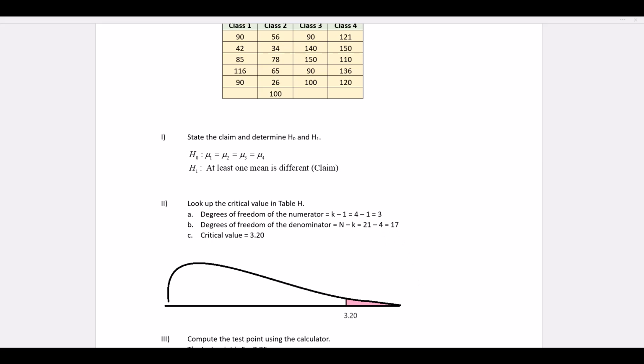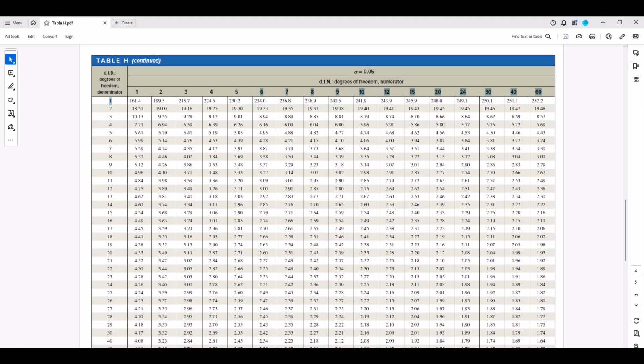Now we look up the critical value in table H. Alpha is 0.05. Degrees of freedom of the numerator, we have to move horizontally to we locate 3. And then for the degrees of freedom of the denominator, we go down to level 17. The value is 3.20.